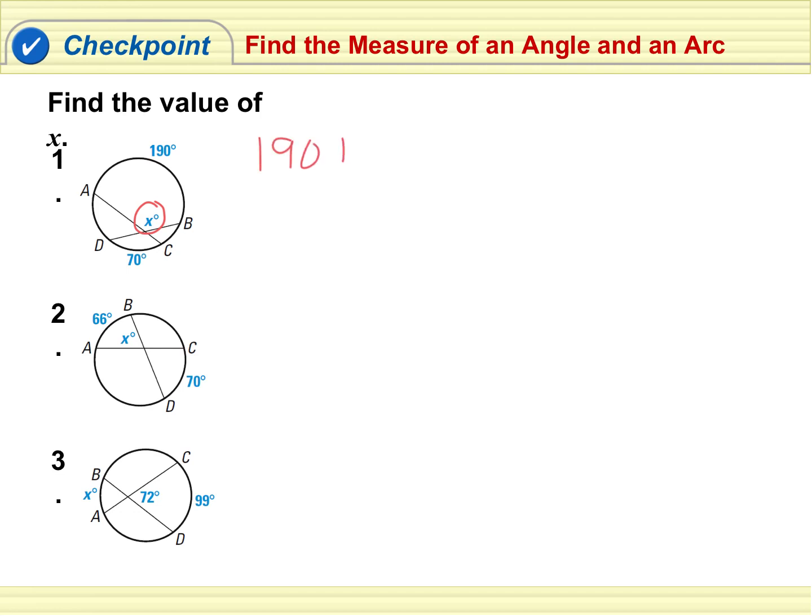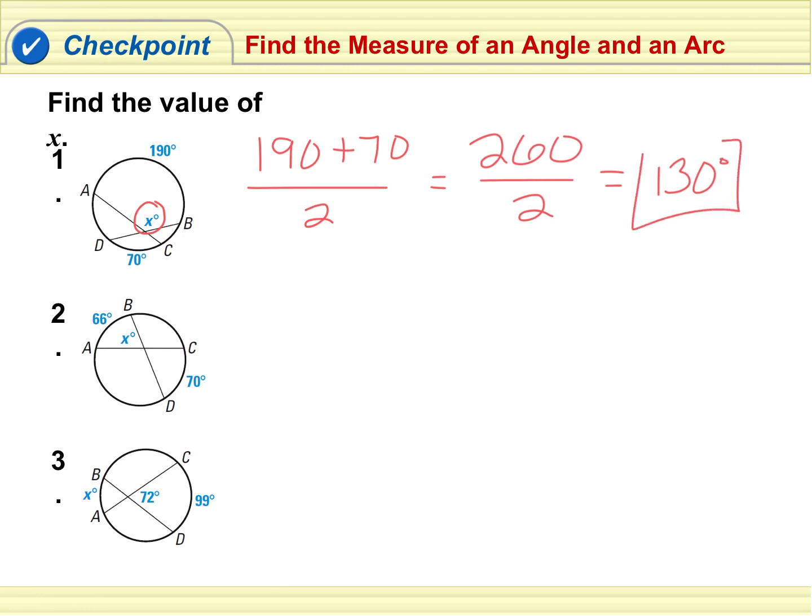190 plus 70 divided by 2. What's 190 plus 70? 260 divided by 2 is 130. Double check, does it make sense? Yes. On number 2, what are we looking for? The angle or the arc? Angle. It's in the middle, so what do we do? Same thing, find the average. 66 plus 70 divided by 2. What's 66 plus 70?